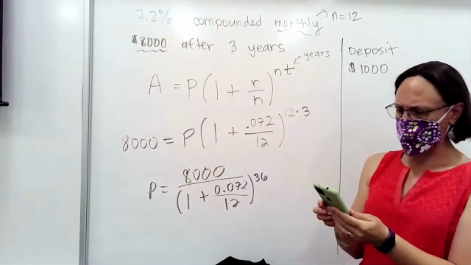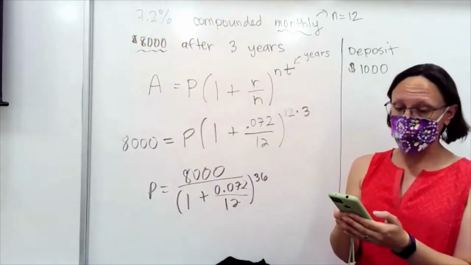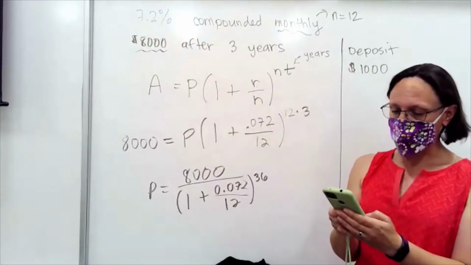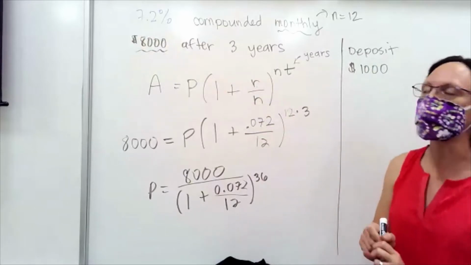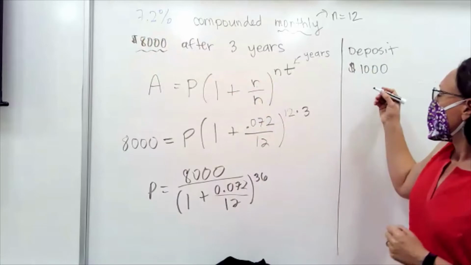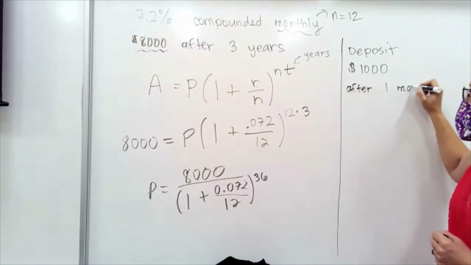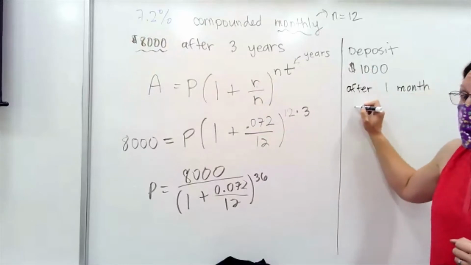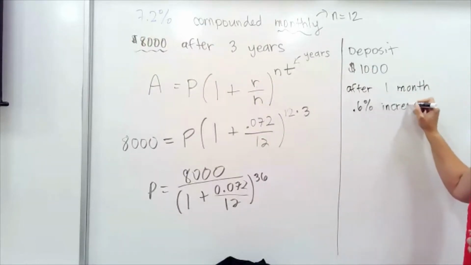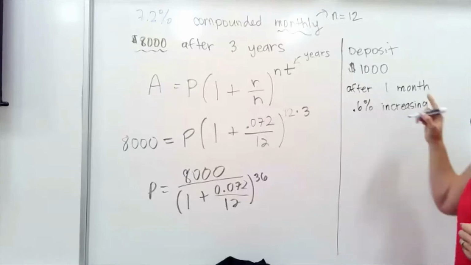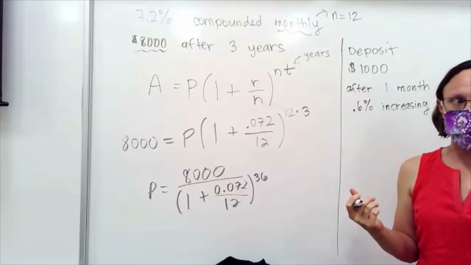Does anything nice happen when we divide it by 12? I'm going to use a calculator just because I want to deal with the numbers. So 7.2 divided by 12, that's 0.6. I thought it worked out nice. So that's 0.6. After 1 month, I should have a 0.6% increase in the amount of money I have in there.